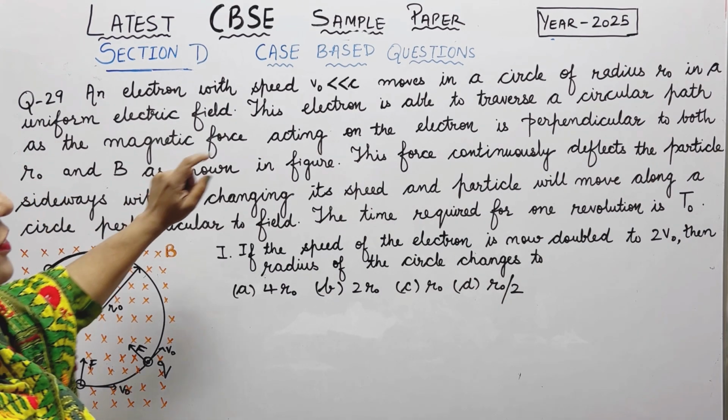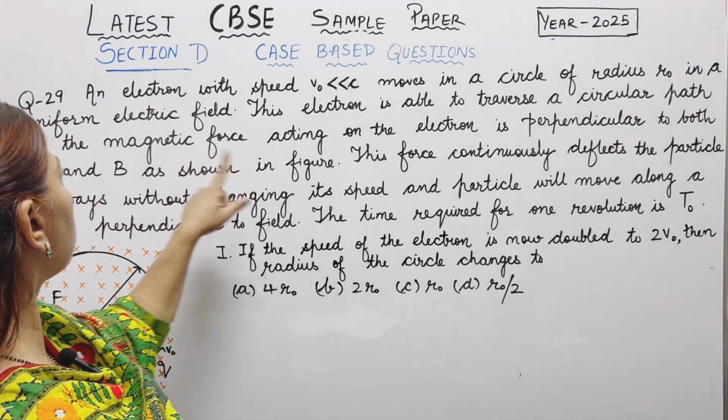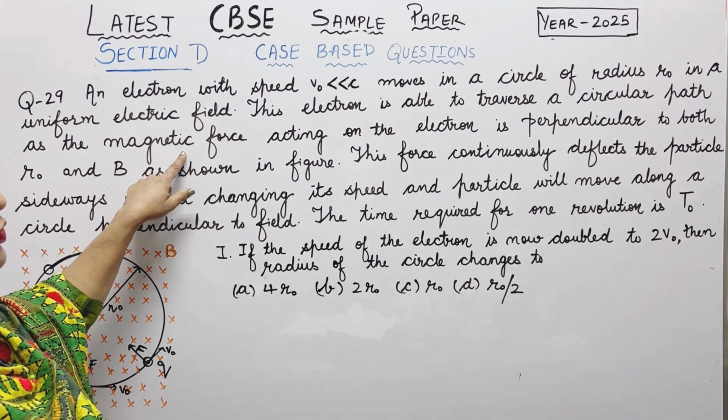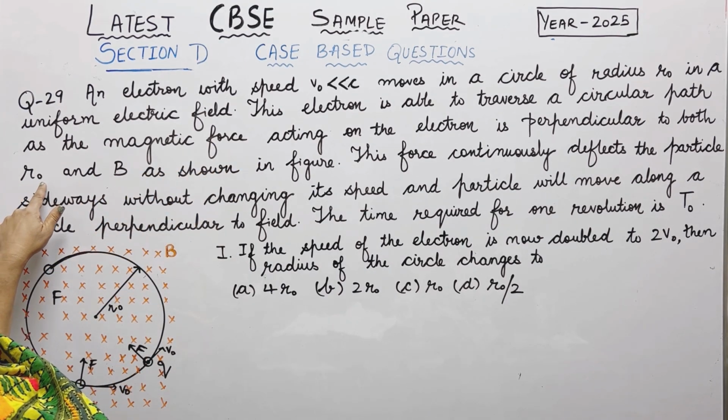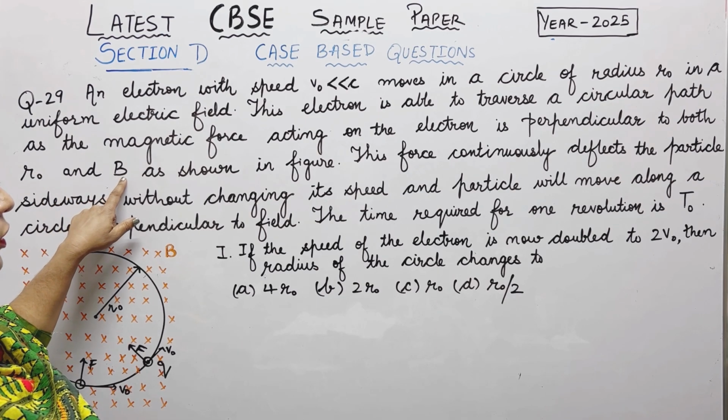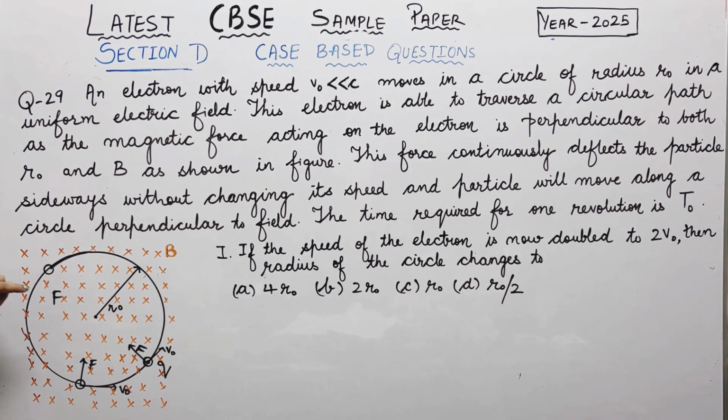The electron is able to traverse a circular path as the magnetic force acting on the electron is perpendicular to both v naught and magnetic field B, as shown in the figure. This force continuously deflects the particle sideways without changing its speed, and the particle will move along a circle perpendicular to the field. The time required for one revolution is t naught.